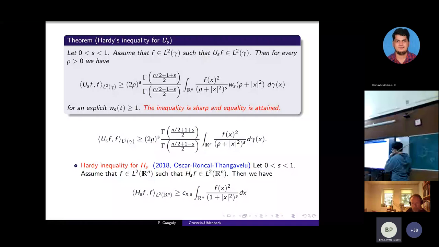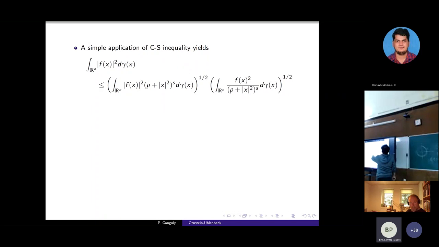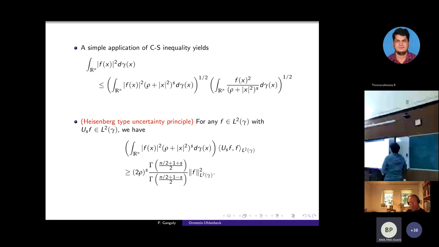Now this fractional inequality with respect to the non-homogeneous weight has some nice applications. If you simply take the L2 norm of f, you multiply with these two weights, (rho + |x|^2)^{s/2} and (rho + |x|^2)^{-s/2}, then you apply the Cauchy-Schwarz inequality, you will get this inequality. Now this part is controlled by the Hardy inequality. This part can be represented differently using the Hardy inequality. If we do that, then we get this Heisenberg type uncertainty principle, which says if f is an L2 function such that U_s f is in L2, that is f is in the domain of U_s, then the inner product of U_s f and f, and these weighted norms, are controlled by this constant and cannot be sharply localized. So this is called the Heisenberg uncertainty principle for the fractional power U_s.